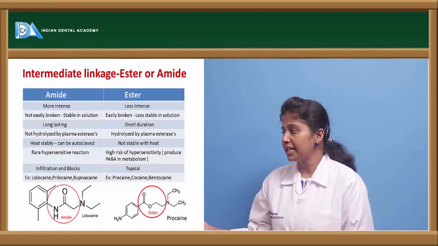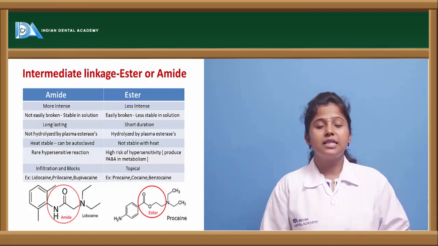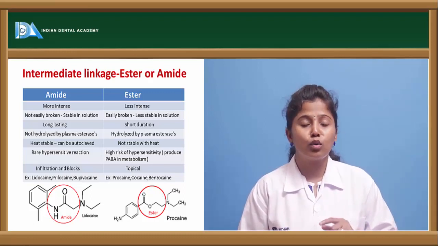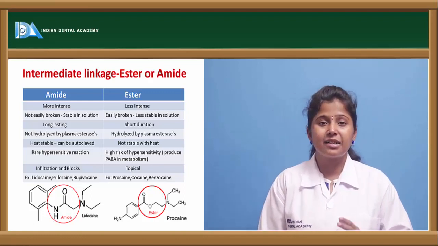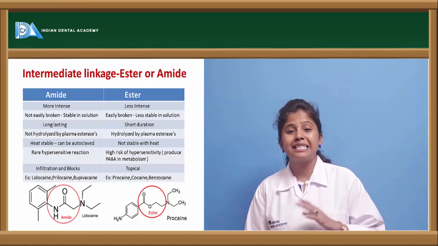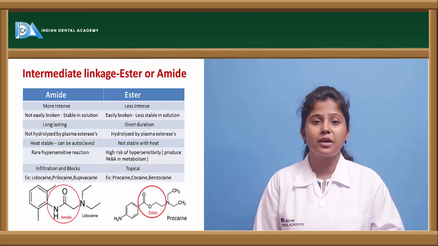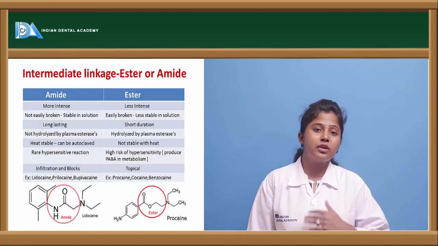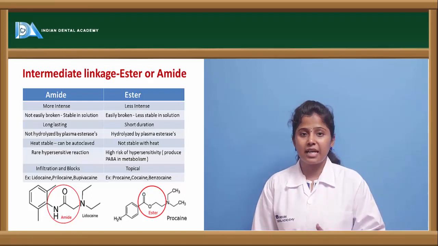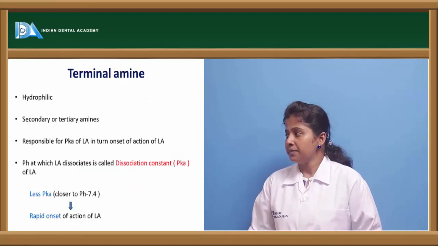Here we can see the ester linkage, which contains the COO group, that is C double bond O attached to an oxygen. So esters have quite opposite characteristic features to those of the amides. That is the reason amides are more effective when compared to ester-carrying local anesthetics.